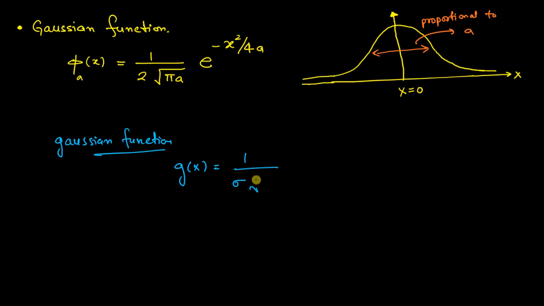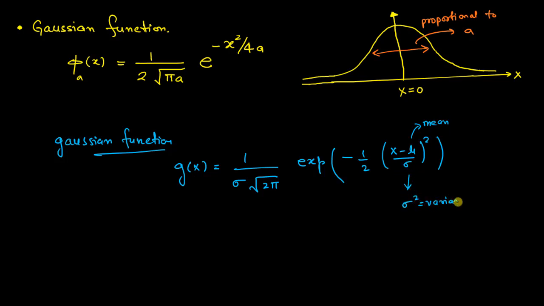So this is 1 by sigma square root of 2 pi, exponential of minus half, (x minus mu) by sigma, whole square. So this is the exact representation of a Gaussian function. So this mu is the mean. Here you can see this sigma square will come out. So this sigma square is called the variance of this Gaussian function, and you can see the square root of the sigma square comes over here. So only this unit power of the sigma comes over here.